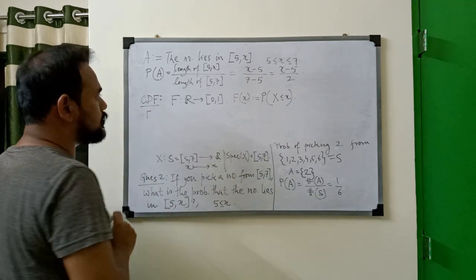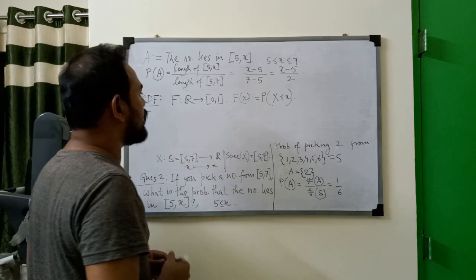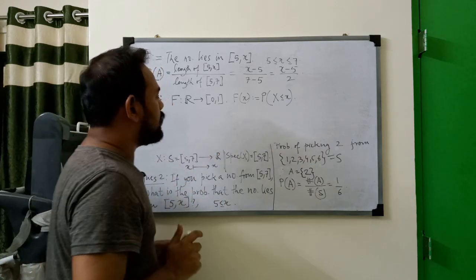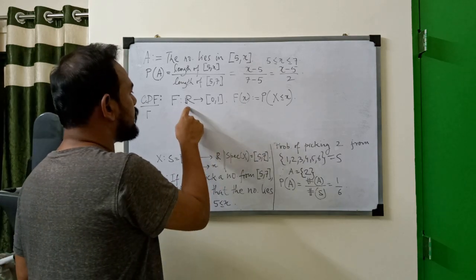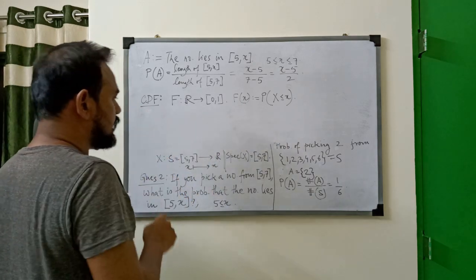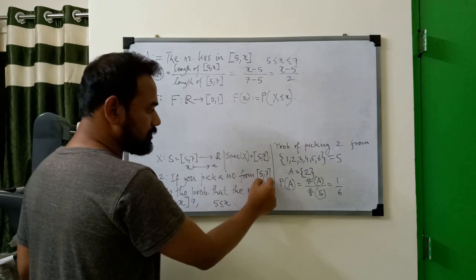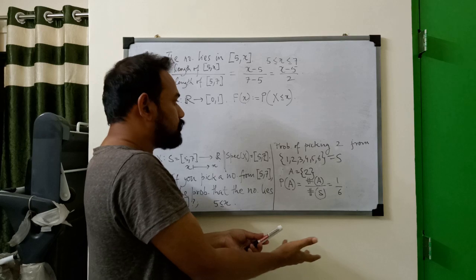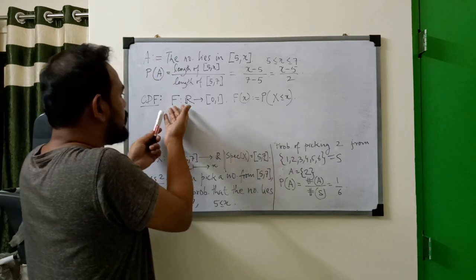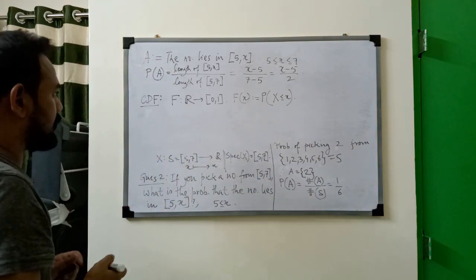I have to categorize small x. I have to know from where I'm picking this x. The question is, is this x in this interval 5 to 7? Is it not in the interval 5 to 7? So I have to understand that to really find out what this capital F is.